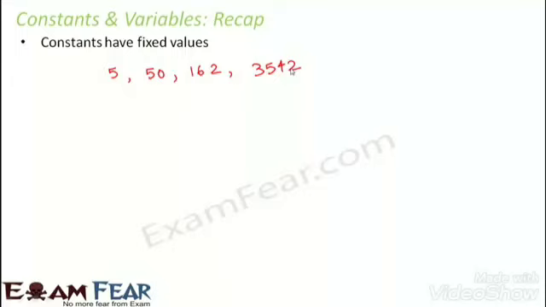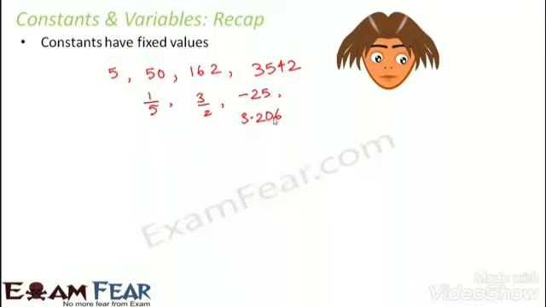If I say 5 rupees, it means 5 rupees. 5 can never become equal to 10. 5 can never become equal to 1 by 5. Or 5 can never become equal to minus 5. So all of these are constants, whether you talk about fractions, or negative numbers, or decimal numbers. These are all examples of constants. So constants means they will always have the same value. That is why they have a fixed value.